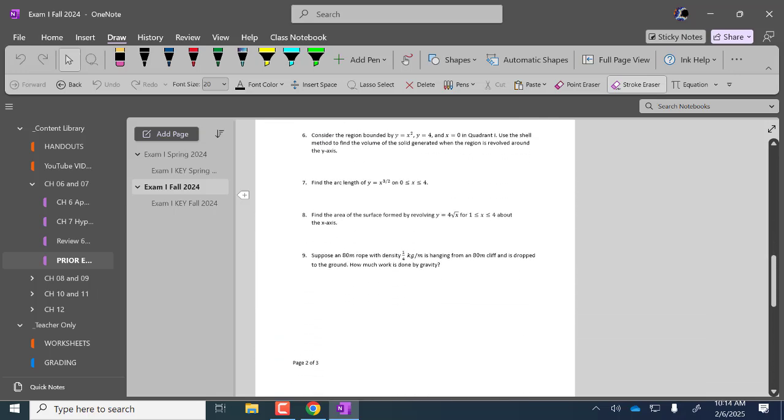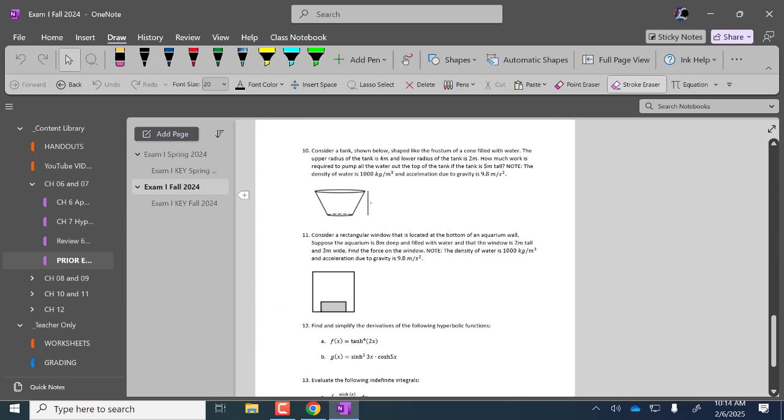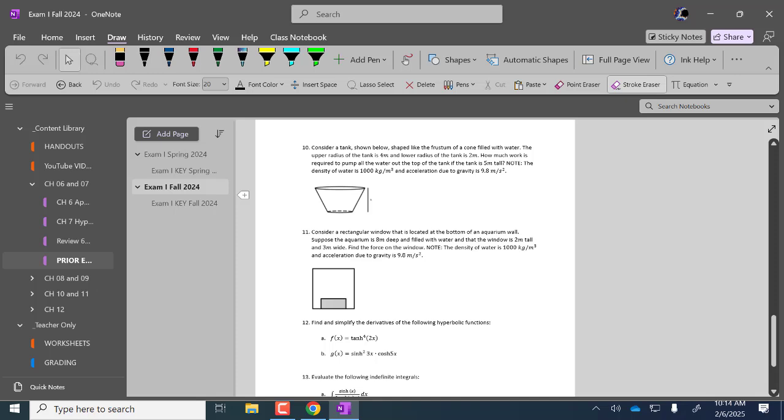So let's see what we had down here. Here we had a rectangular window in a pool, so that's actually a lot easier than the ones we just did. And then part of a cone, frustum of a cone. Yeah, so you'll have some images, for sure.